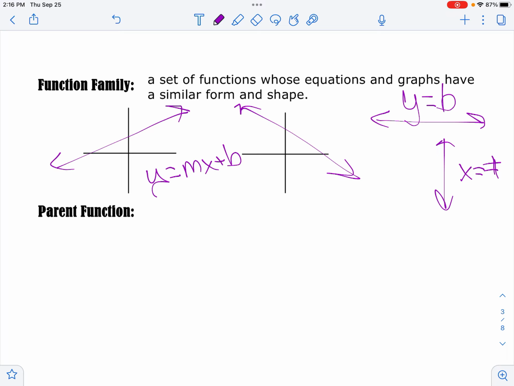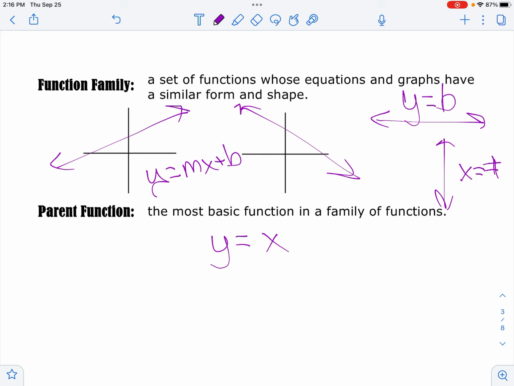Now, parent functions are where we're talking about the most basic of that kind of function family. Okay, so the simplest version of that. And so for a linear function, that would be like y equals x or 1x. That's the simplest one. It doesn't have a y-intercept, or the y-intercept is 0. So that is the simplest one. So let's just talk about those and take a look at some of the parent functions.